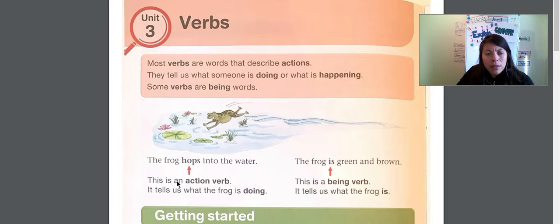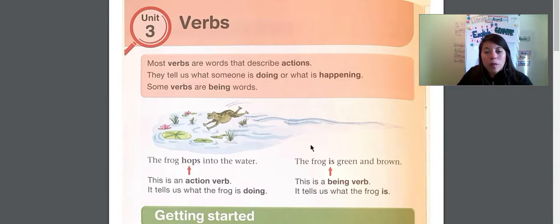I'm going to go down here and see there's an image of a frog. The frog hops into the water. You can almost see in the drawing the motion. I can understand from this image that the frog is hopping into the water. Now, this word here, hop, it is an action verb. How do we know that? Because it tells us what the frog is doing. Yeah?